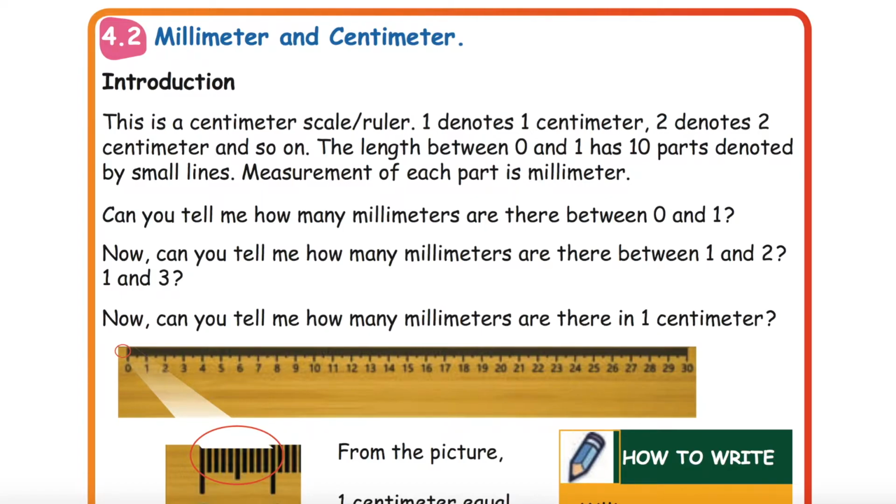Can you tell me how many millimeters are there between 0 and 1? 10. Now can you tell me how many millimeters are there between 1 and 2? 10. 1 and 3? 20. Now can you tell me how many millimeters are there in 1 centimeter?